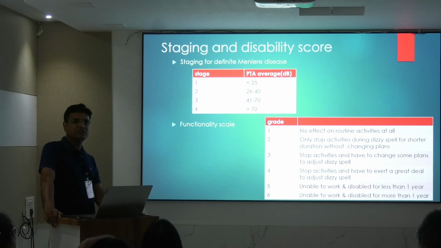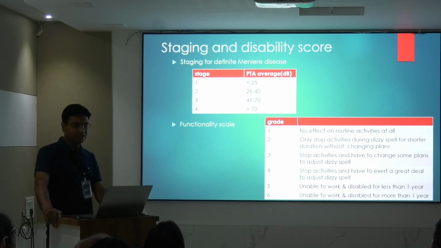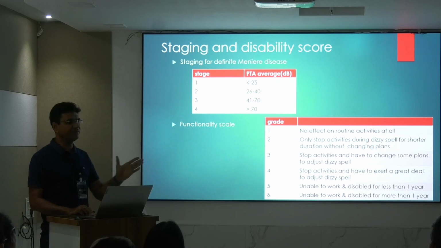When we consider the staging of the disease, it can be staged from 1 to 4 on the scale of deafness. And when we have a functionality scale, then it is graded from 1 to 6, according to the patient's quality of life and all that.